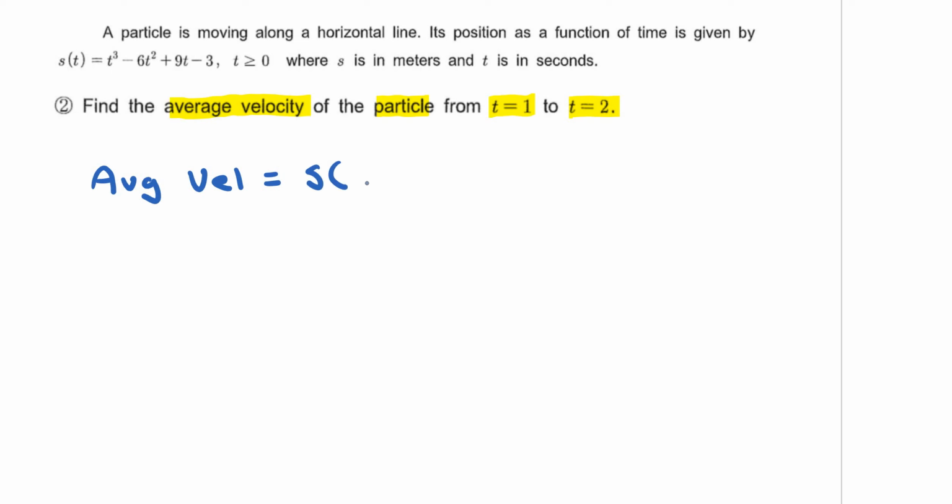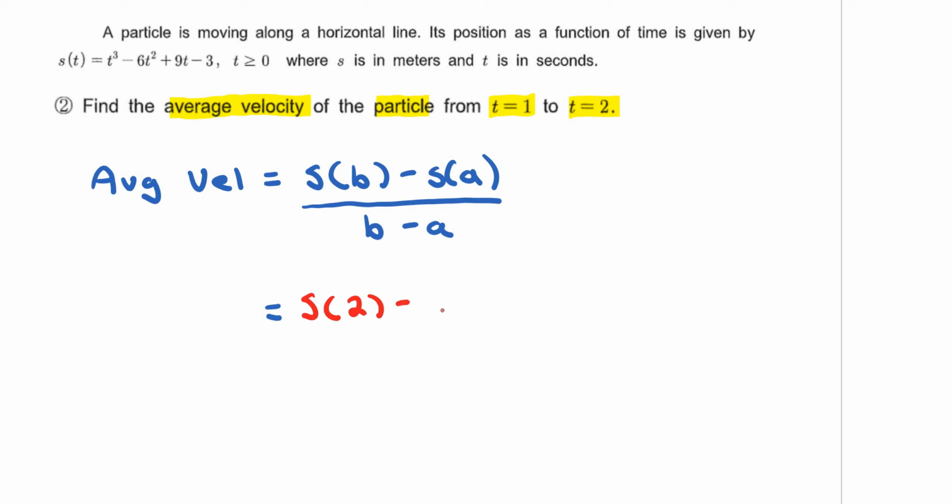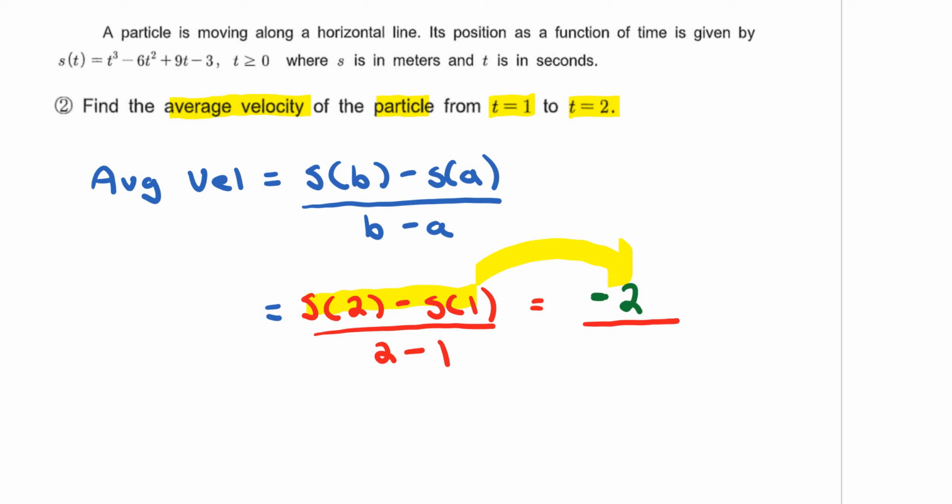So this is really s of b minus s of a divided by b minus a, which is basically y2 minus y1 over x2 minus x1. The average velocity is just like an average slope, the average slope of a secant line. If I plug my numbers in, it'll be s of 2 minus s of 1 all over 2 minus 1. From part one, we knew this displacement was negative 2, and 2 minus 1 is simply 1. So negative 2 divided by 1 is negative 2.